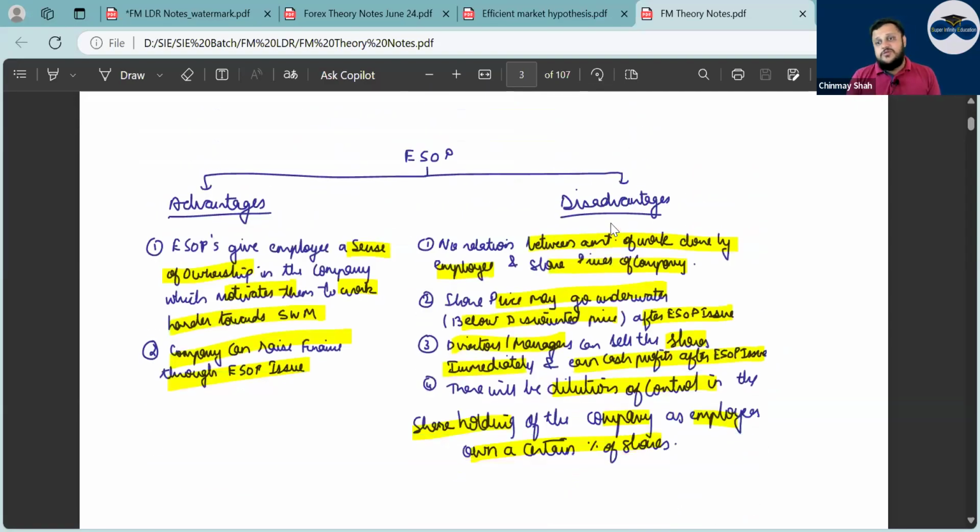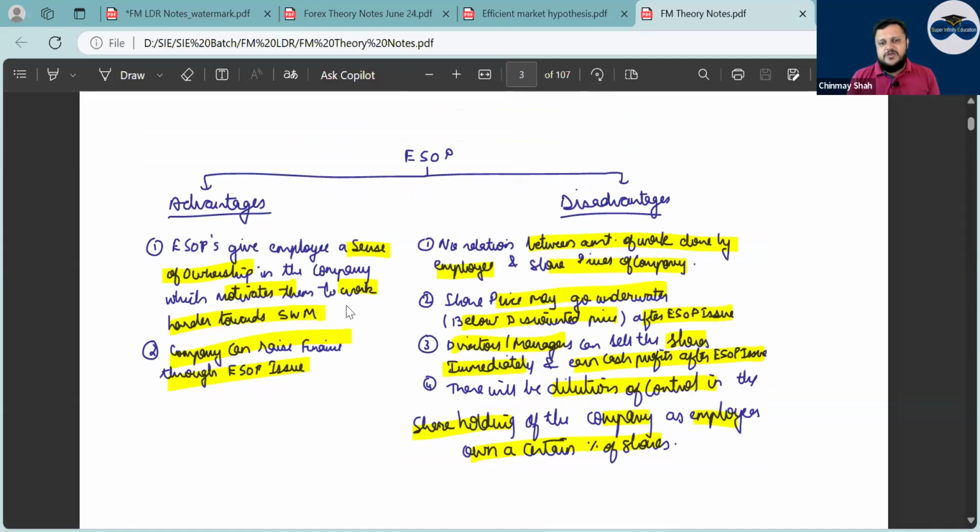ESOP gives ownership in the company, so it makes the employee feel that he's an owner of the company, right? Company can raise finance through ESOP issue, correct? Company will get money. Disadvantage is there is no relation to the amount of work. You may work as much as you want, but will the share price increase because of you? No. Share price may go underwater, correct?